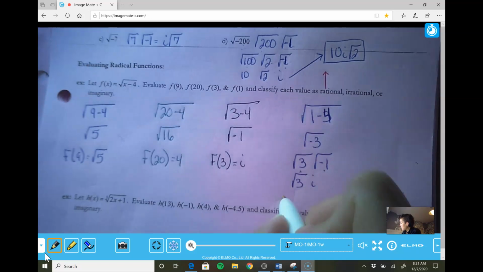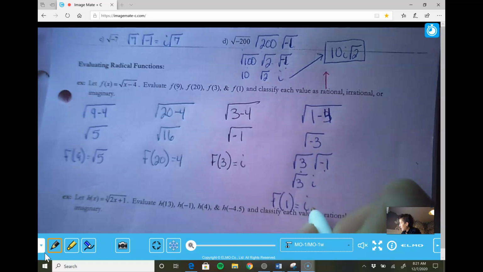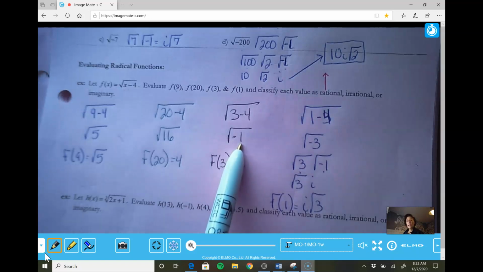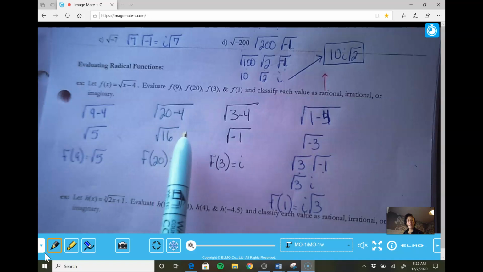And then when I write my answer, my function, when I make x become 1, is i times the square root of 3. Okay? So the big thing here, again, is we thought we couldn't take the square root of a negative number. We can, and it's called an imaginary number. And the square root that we'll be taking is always of negative 1. So we have to break it down into factors so that we can do that.